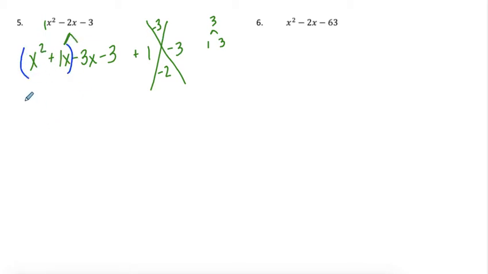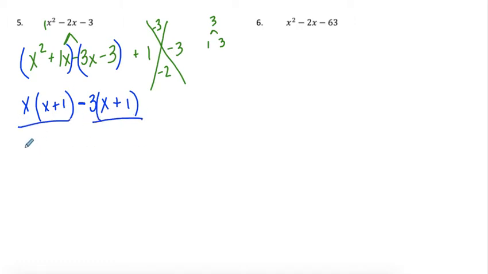X squared and 1x have x in common, leaving me with x plus 1. I have a minus coming out, so that changes my sign to plus here. 3x and minus 3 have a 3 in common, and an x plus 1 should match. All right, so then once we have that, we can factor out our x plus 1 from each of those terms, leaving us with x minus 3.